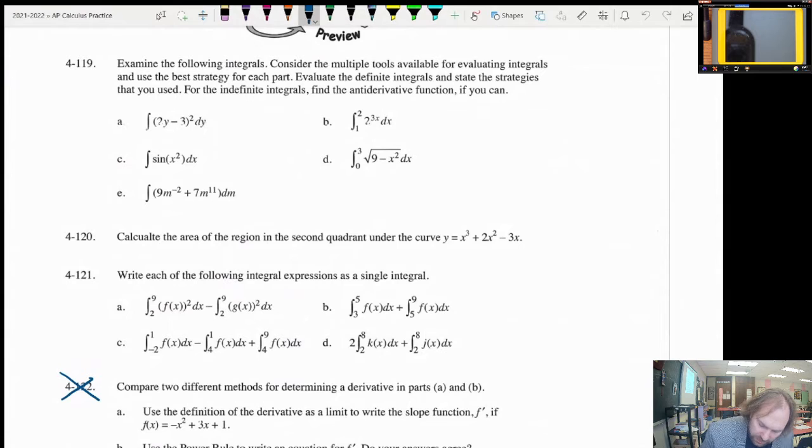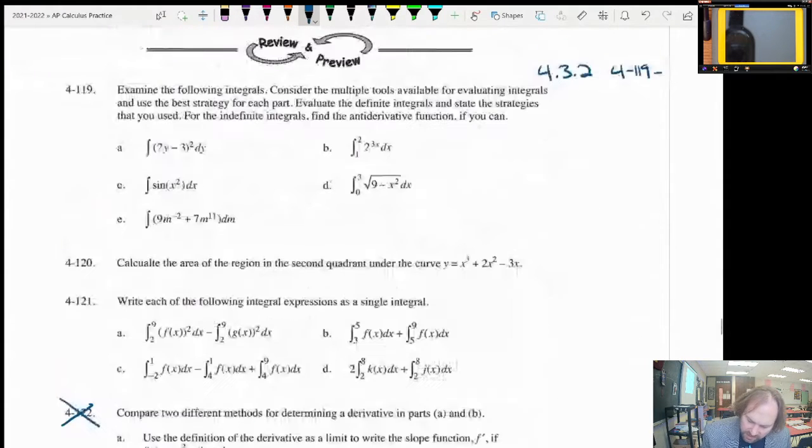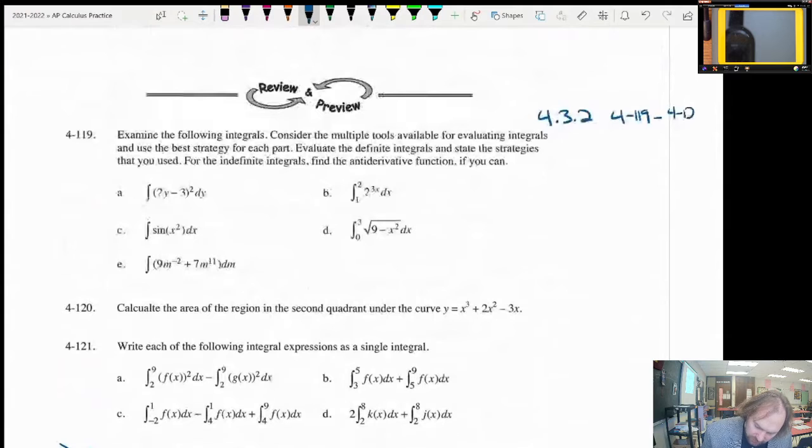This is for 4.3.2. We're doing problems 119 all the way through problems 126. And as you can see, I have crossed off a couple of them, so we'll not be doing all of them, just in the interest of time and moving on with our lives.